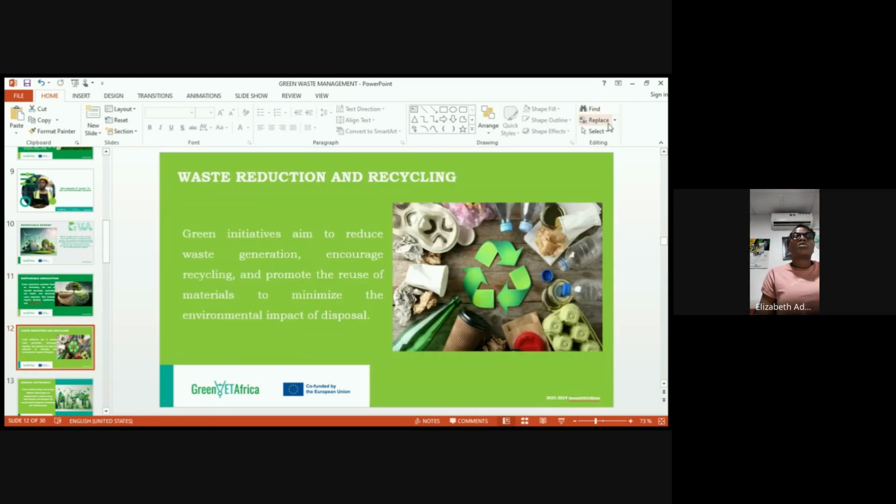Another one is waste reduction and recycling. Green initiatives aim to reduce waste generation. A lot of us are familiar with the three Rs, even though we have some people who talk about five Rs, ten Rs, as many as possible, all telling us that we must consciously reduce waste generation. And once the waste has been used, you also look at reusing it. We are also promoting reusing of waste and then recycling. All these are towards our aim to minimize the environmental impact of disposal.